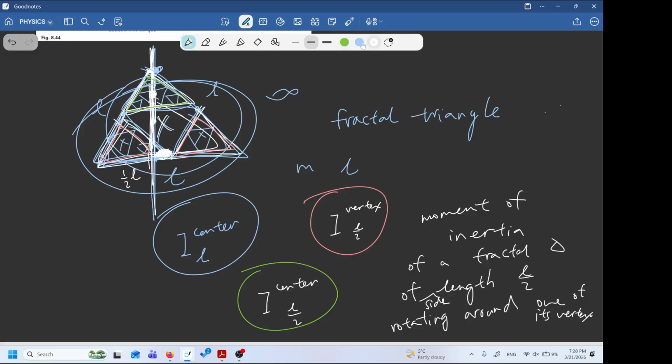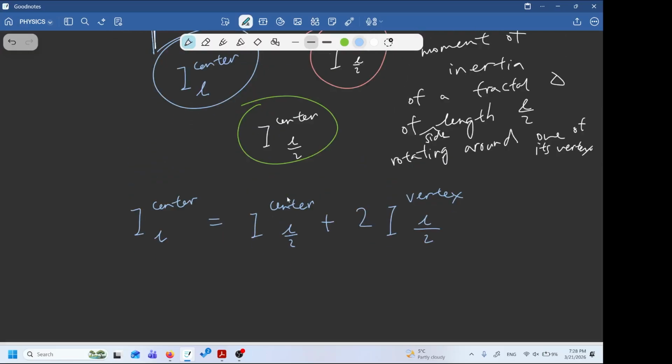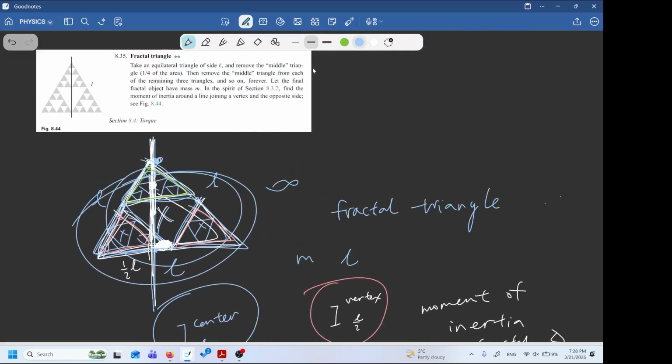And then the final expression should be I center L equals I center L over 2 plus 2 times I vertex L over 2. So this is basically saying the total moment of inertia of this fractal triangle of side length L equals the contribution from these two smaller triangles and the contribution from this other triangle. So this is the formula that we're trying to use.